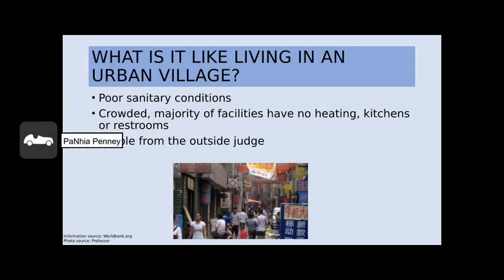If you decide to live there, expect poor sanitary conditions, crowded spaces, and few to no amenities. Also, people will look down on you because you are of a lower class.